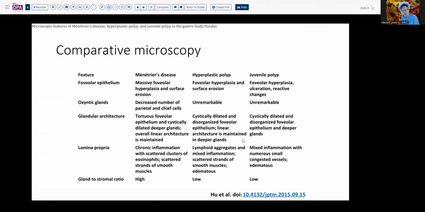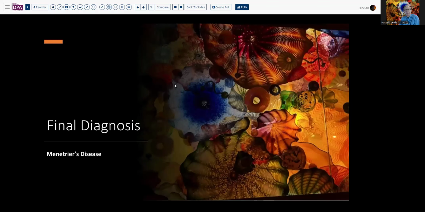And other features here that you can study this at your leisure. I don't want to make a big deal about this chart per se. So our final sign-out diagnosis on this case is Menetrier's disease, and the treatment was a partial gastrectomy in this setting.